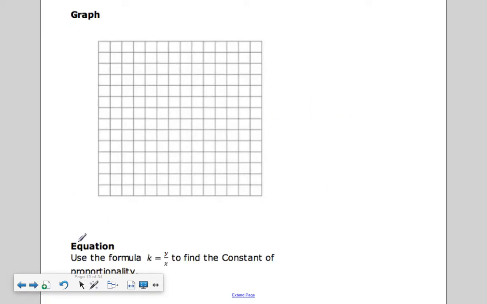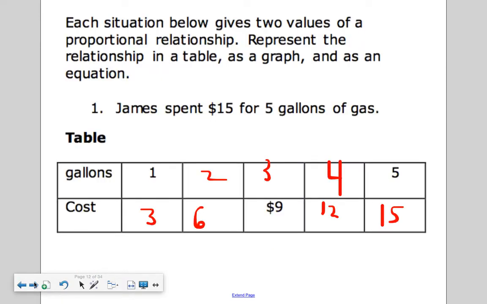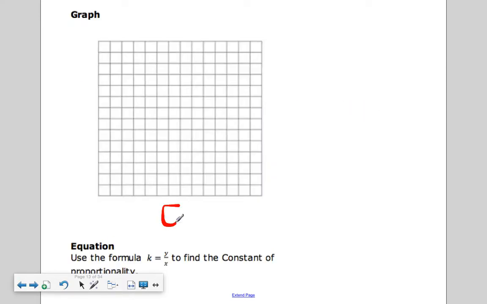So let's graph this. Gallons go here. That's the X value. And cost is the Y value. We're going to be learning something called dependent and independent. You may have learned it in science already. But the way we teach it in math is the cost depends on how many gallons you buy. The cost gets more expensive if you buy more gallons of gasoline, and so on.